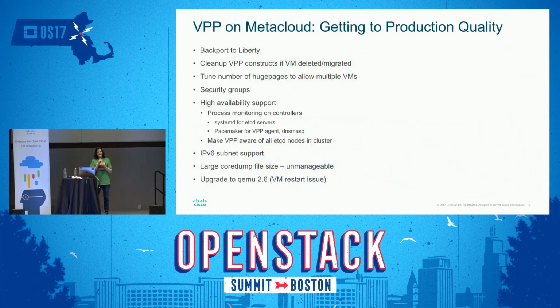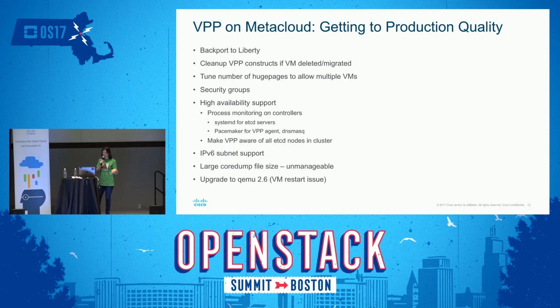So what did it take to get to production quality on Metacloud? More than fits on a slide, but these are the highlights. The first thing was to get to Liberty. Metacloud is currently running on Liberty, so we had to backport. Another thing, when we were first starting out, we had to clean up VPP constructs. For times when VMs are deleted or migrated, a lot of state was being left behind.